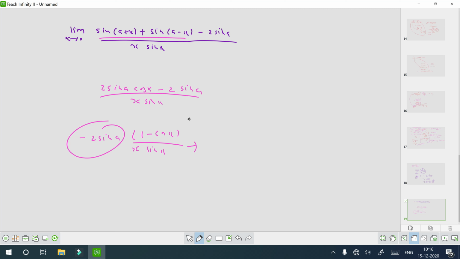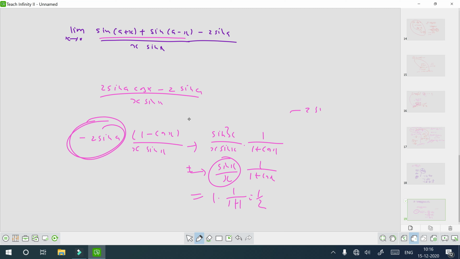Now see this part. Here we can write sin square x over x sin x into 1 over 1 plus cos x, after rationalizing. One sin gets cancelled. This is equal to sin x by x, which gives 1 over 1 plus cos x. Put the limit: that is equal to 1 into 1 over 1 plus 1, which comes out to 1 by 2. Minus 2 sin a is already here. So the answer is minus 2 sin a into 1 by 2. The 2 gets cancelled. Minus sin a is the answer. Clear? So minus sin a is the answer of this question. In the next lecture we are going to see more things.